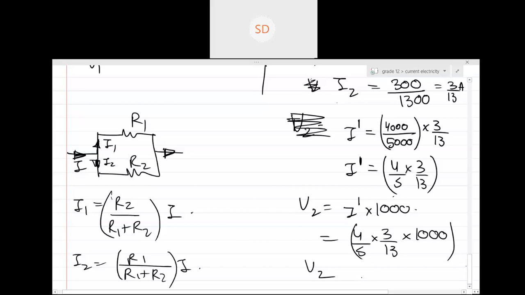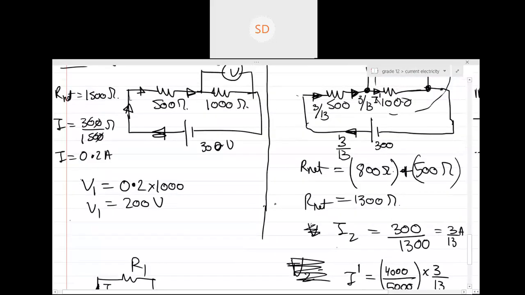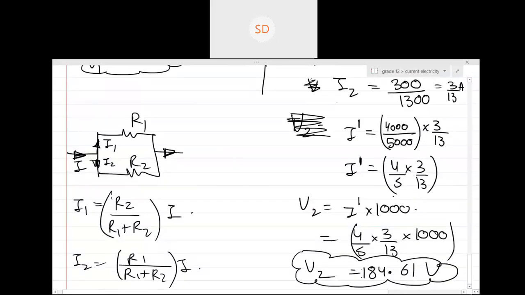Let me solve it now. What is 13 into 5? 65, right? So 12,000 divided by 65 is 184.61. So this is the final value of your V2, the potential difference across the 1000 ohm resistor. So can you see the real case and the ideal case? They both are different, and the ideal case will always have a larger reading as compared to the real one. So this reading is inaccurate.